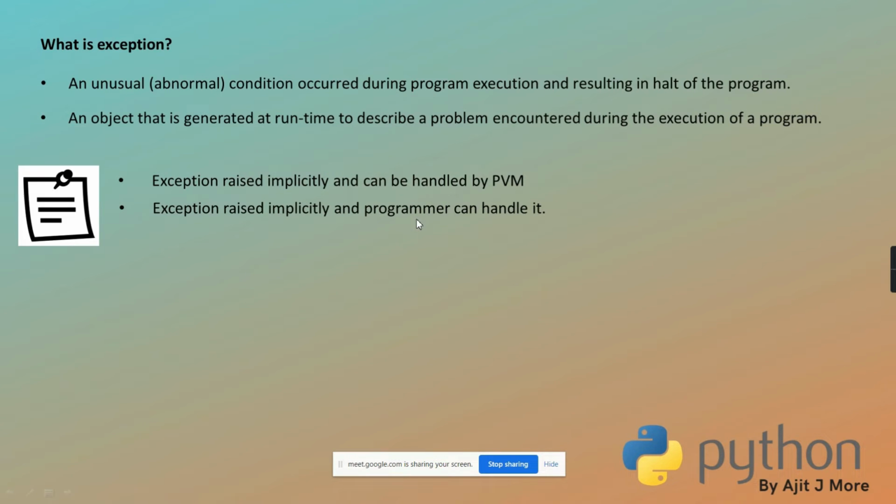But always remember when the second situation will occur: when your problem is from the listed one, and from that listed one only the problem has occurred. So who will raise the problem? PVM. But that problem is taken care of by whom? By the programmer. Like, suppose you are walking on the road and suddenly rain starts, but you were carrying a raincoat or an umbrella. So rain starts, suddenly you open the umbrella and you take care of that problem. Are you understanding? Clear?